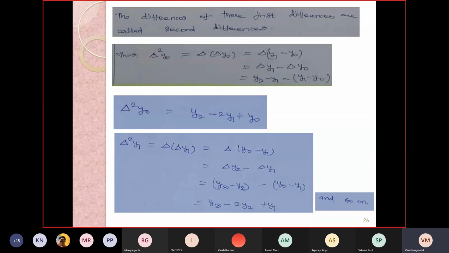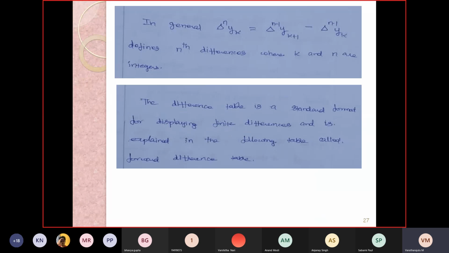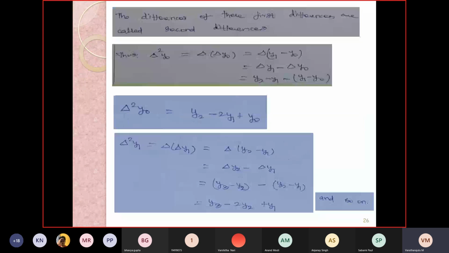And in general, see what happened. Delta power n, that is not delta power n, that is the nth difference of yk. The nth difference of yk is equal to the n minus 1th difference of y of k plus 1 minus the n minus 1th difference of y of k. And this is the general term, and the difference table is the standard format for displaying finite differences, and is explained in the following table called the forward difference table.